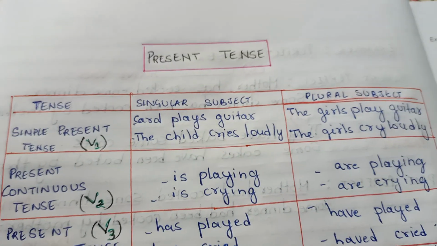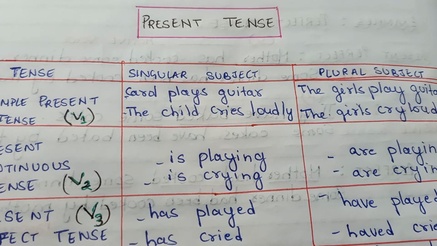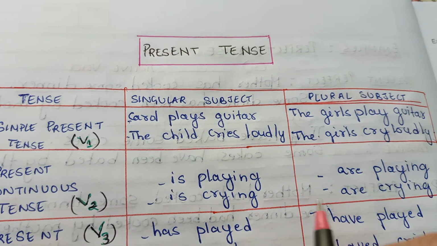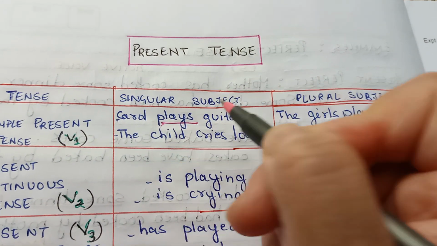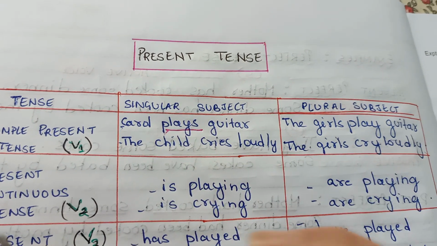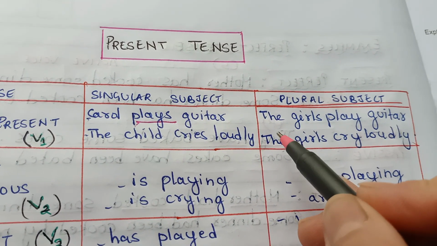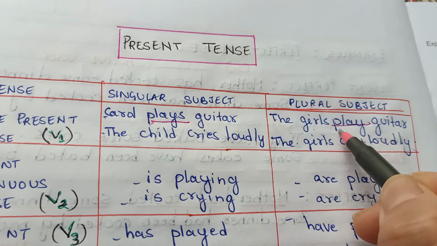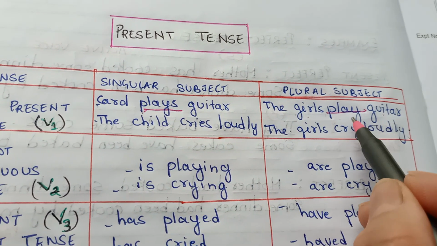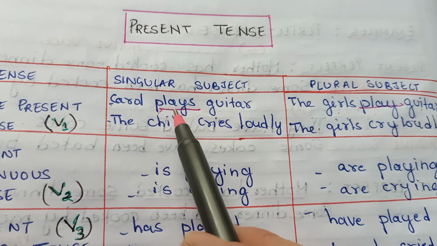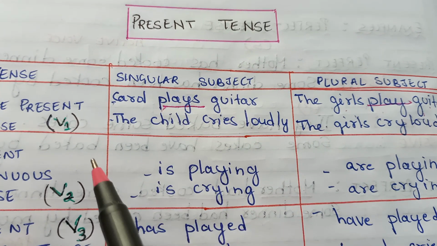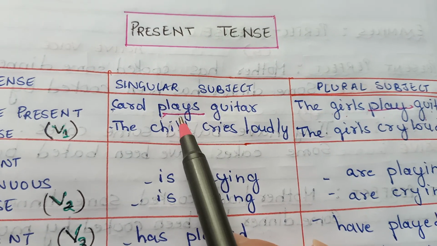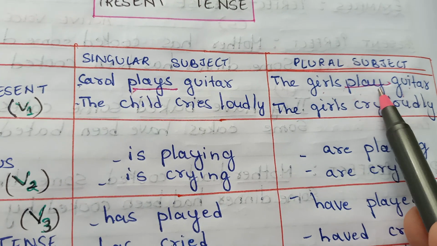It says here, Carol plays guitar. Here our subject is Carol, our verb is plays, and guitar. Here our subject is the girls, which is plural, and our verb form is play: the girls play guitar. Now if you see here, plays is our verb and play is our verb. But here play has an S and here it is without an S.